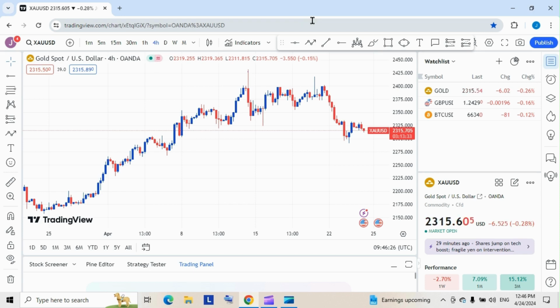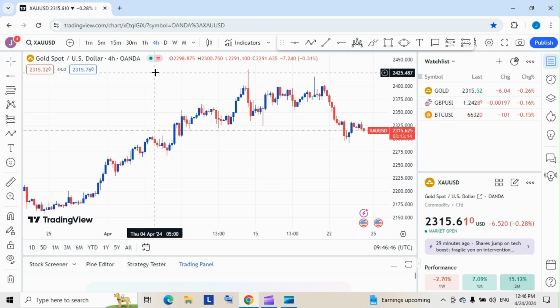So firstly, you want to see the general trend. You want to see the market structure. Market structure is going to tell you how the market is moving. Are the buyers in control, or are the sellers in control? So you want to look at the market structure.